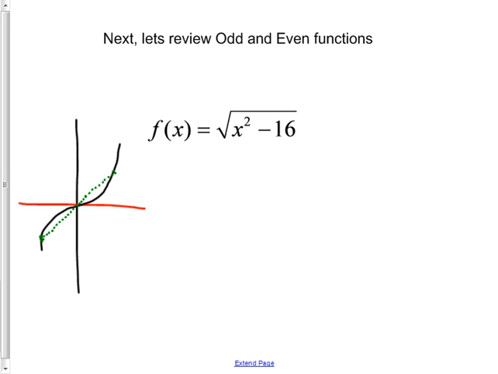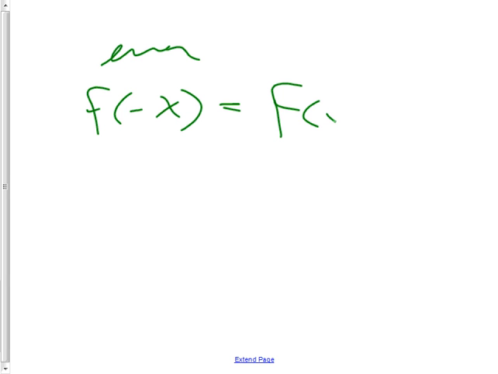Now, back to how do I tell algebraically? Well, you've got to know a formula. Can anybody recite the formula to me? The even one. f of negative x is f of x. Very good. The odd one is just like that, except one thing is different.